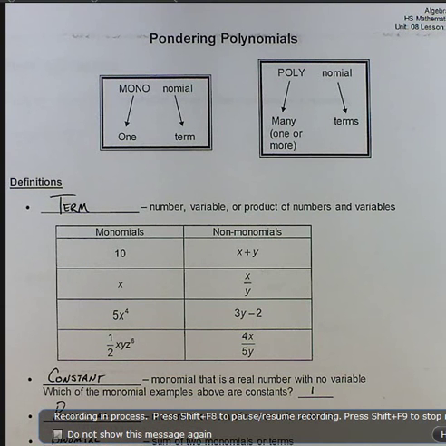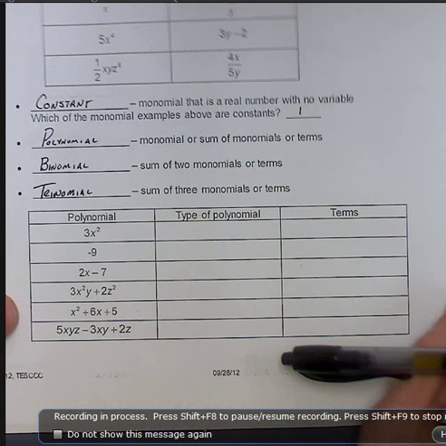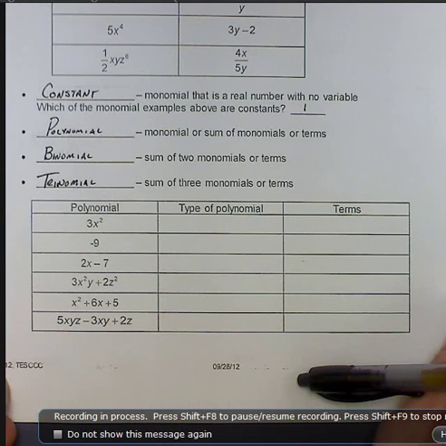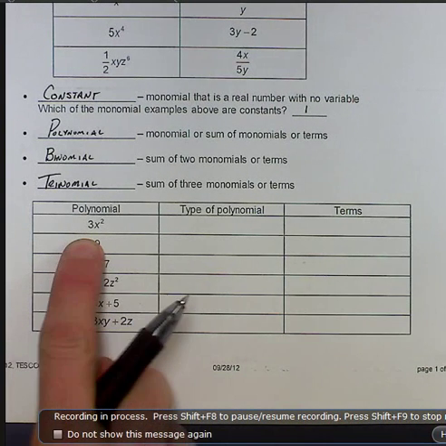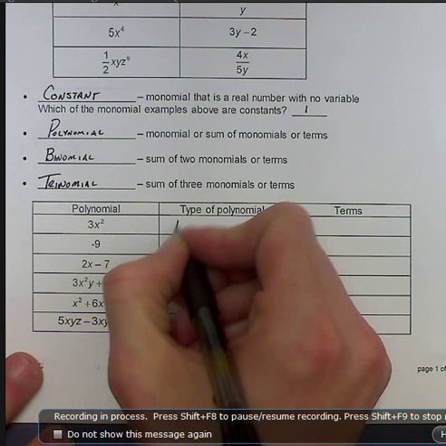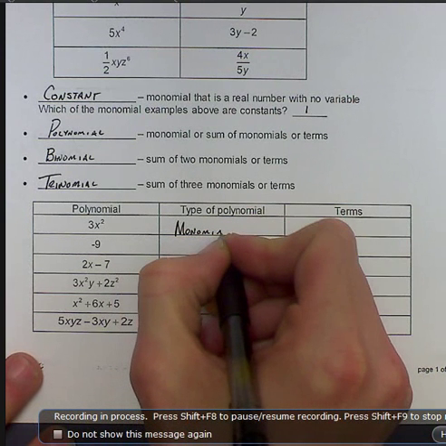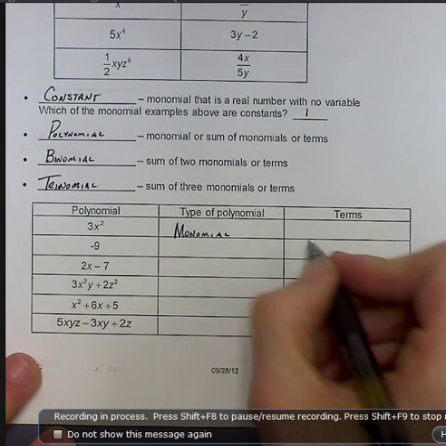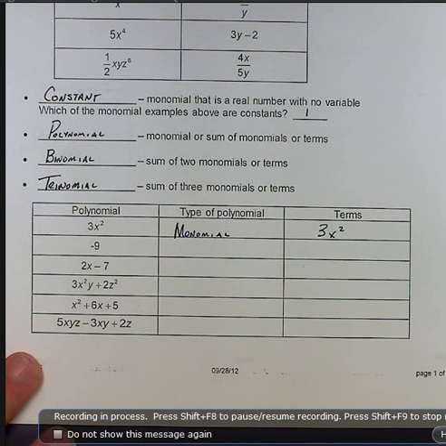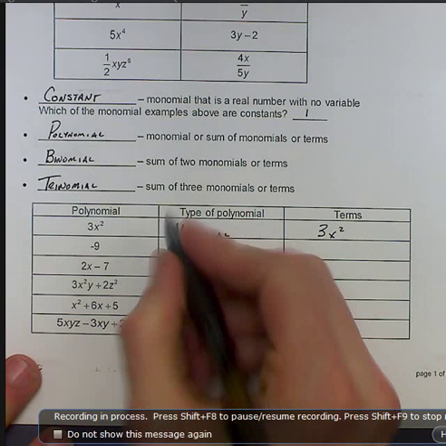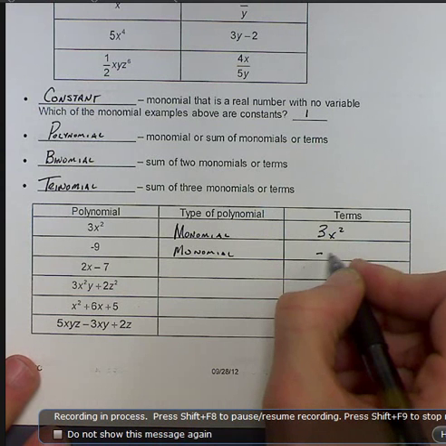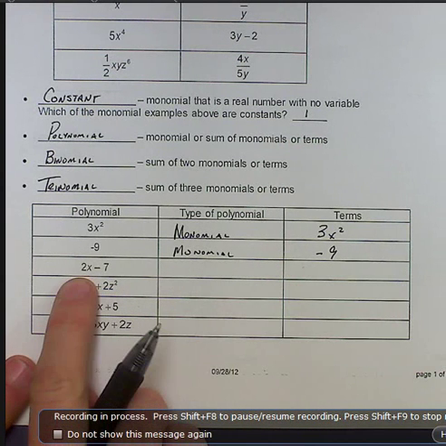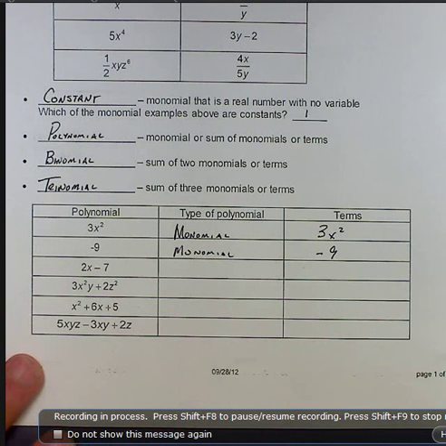So if we want to go ahead and name these types of polynomials, since I only have one term, I would classify this as a monomial. And my term would be 3x squared. This as well is a monomial, because I have the constant of the term, -9. Since there are two terms, this would be a binomial.